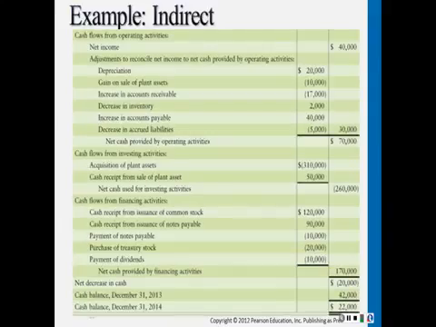The indirect method starts with net income and adjusts it to the net cash provided by operating activities. Note that the net decrease in cash is $20,000.